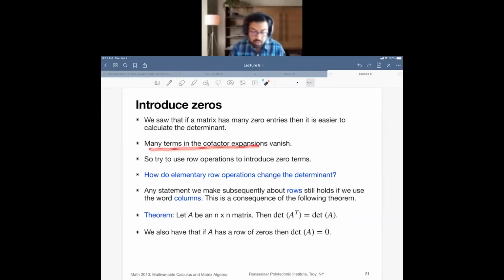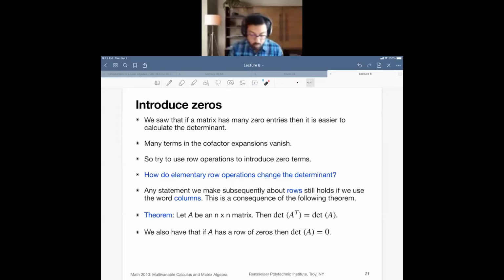Many terms in the cofactor expansion are going to vanish if you have more zero entries in any particular row or column. So we are going to try to use the row operations to introduce more zero terms. That's the reason why we are doing it. So the calculation of the determinant becomes very straightforward. Next, how does the elementary row operation change the determinant? That's the thing that we are trying to find out.